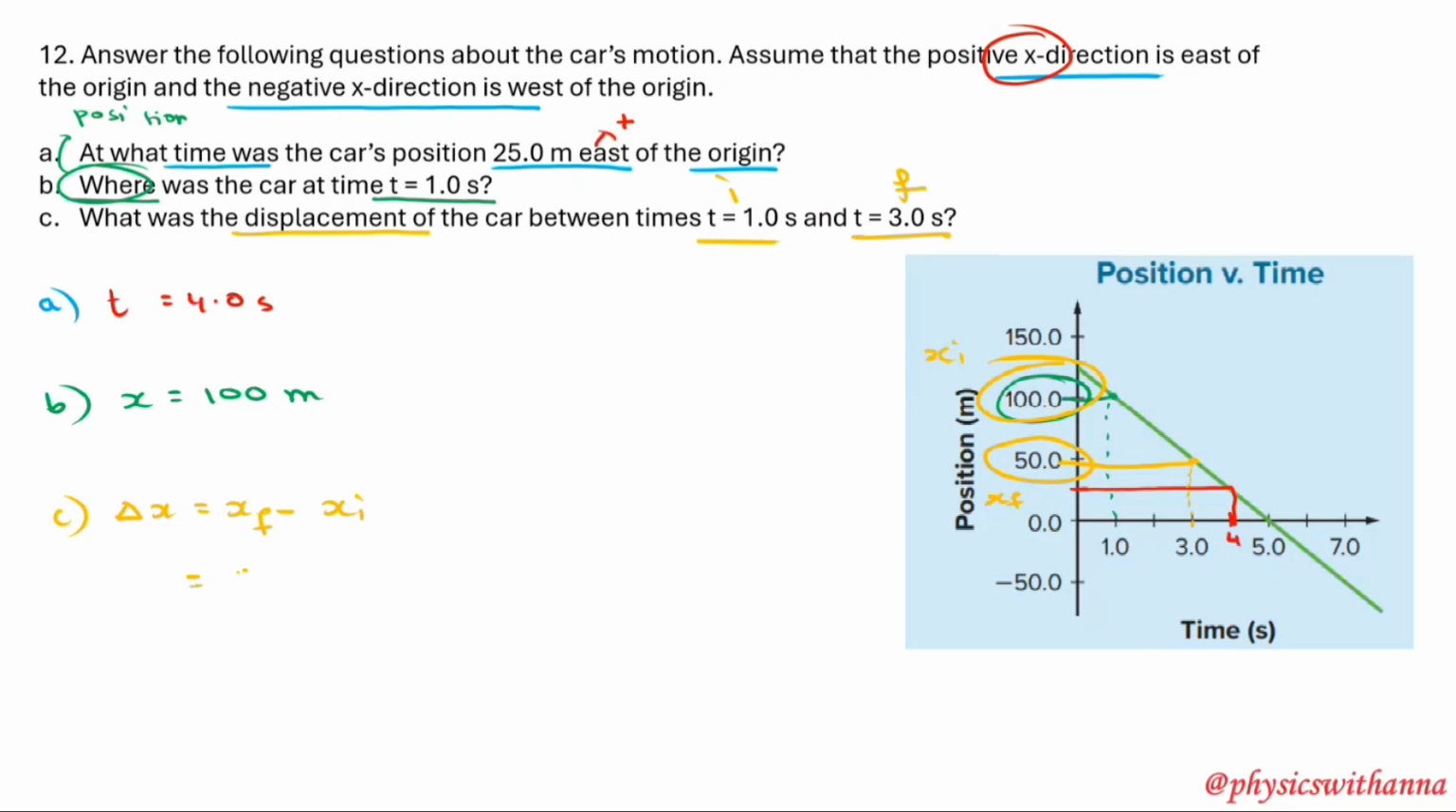X final is 50. X initial is 100. That gives me negative 50 meter. Negative sign means west because positive x direction is east. Negative x means west. So I can write my displacement delta x to be equal to 50 meter to the west.